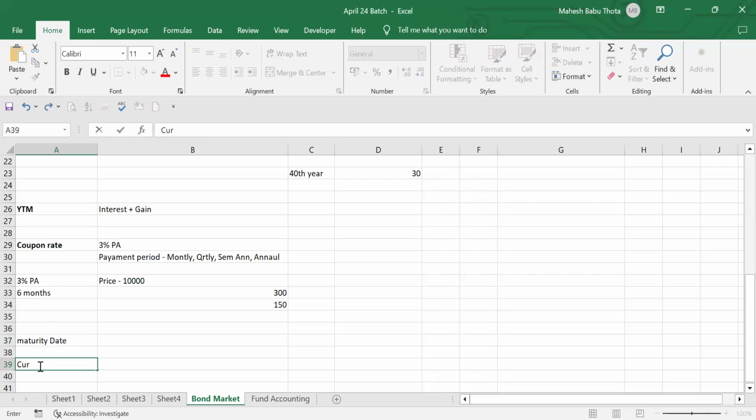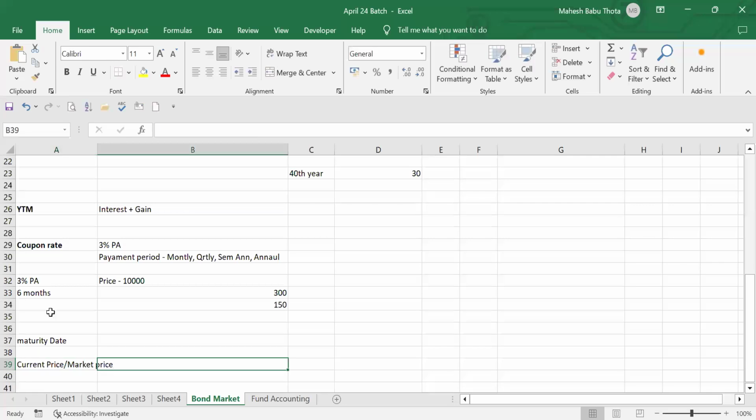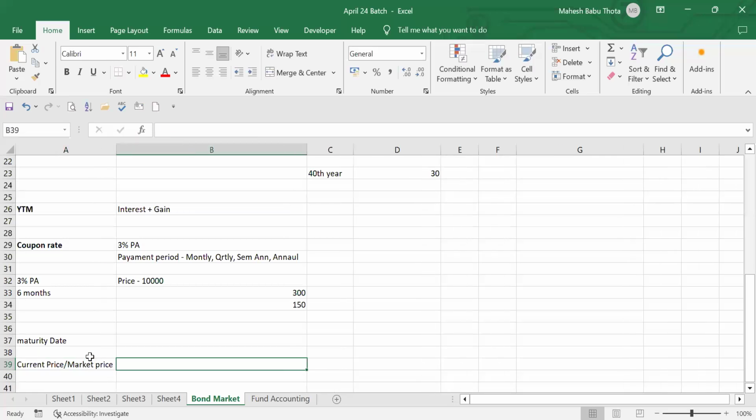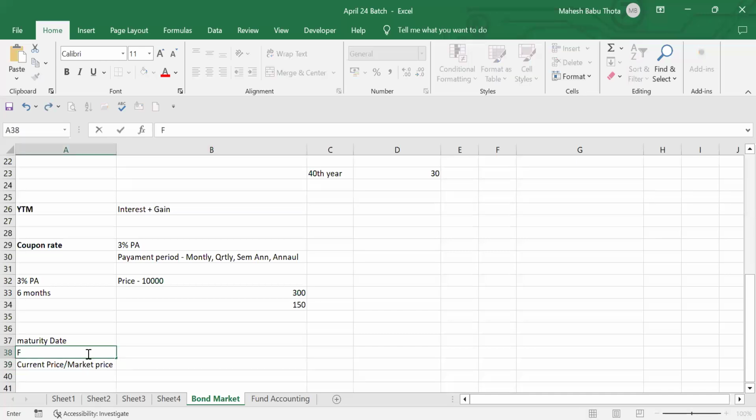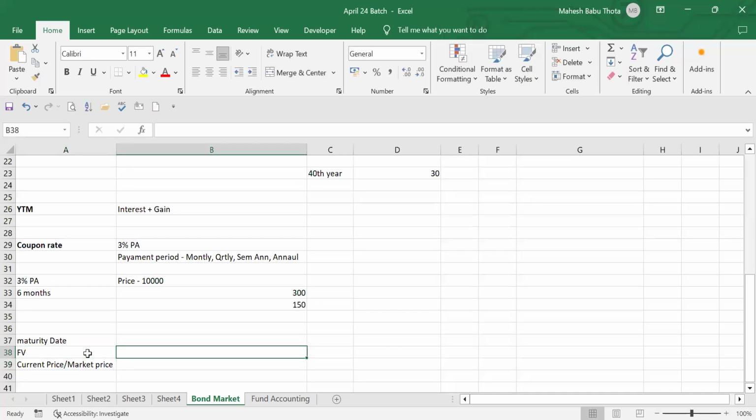And we have a current price or current market price. Already yesterday we spoke, in the secondary market, about what the face value is and what the market price is. Do you guys remember? Yes, Mahesh. So what is face value? Face value is the price determined the first time. Current price means whatever the market price is at present.